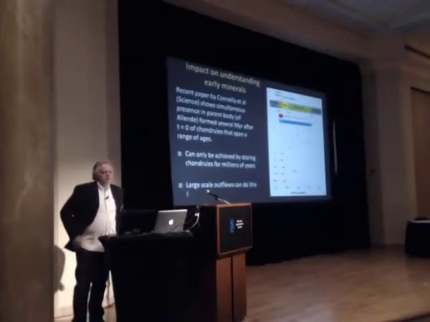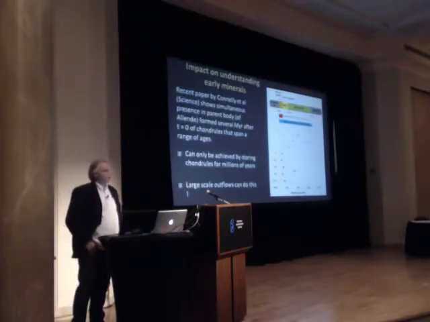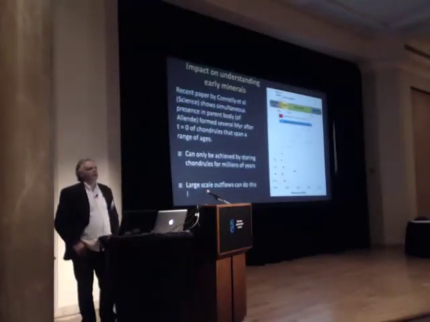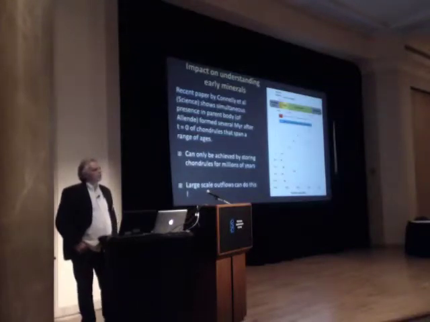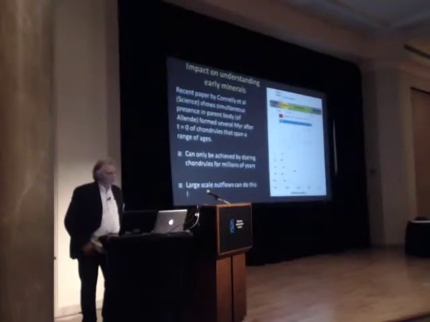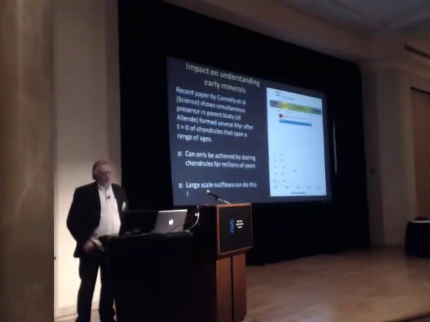So the impact of this to understand early minerals is the following. We have now established that in the same parent body, you can find chondrules that differ in age by several million years. And the parent body is itself at least 4 million years old. And chondrules are really present in different parent bodies ranging from time 0. The gap that used to exist no longer exists. It was due to a measurement problem.